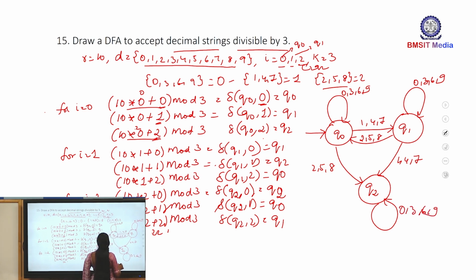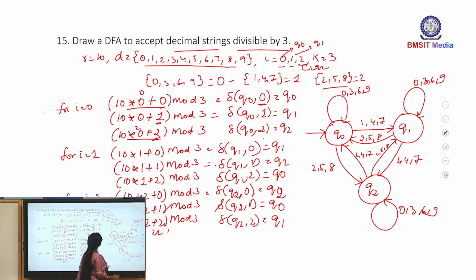Okay. Q2 on seeing a 1 makes a transition to Q0. So I can write this as 1, 4, 7. And then Q2 on seeing a 2 makes a transition to Q1. I can write this as 2, 5 and 8.